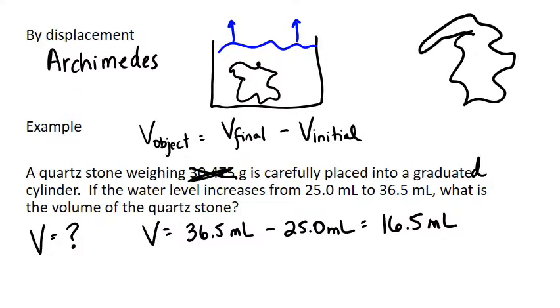Now the question is, do we have the correct number of significant figures? So remember when we're adding and subtracting that it's the least number of decimal places. So you have one decimal place here, one decimal place there. That means you have to have one decimal place in your answer. And so the correct answer for this is 16.5 milliliters.